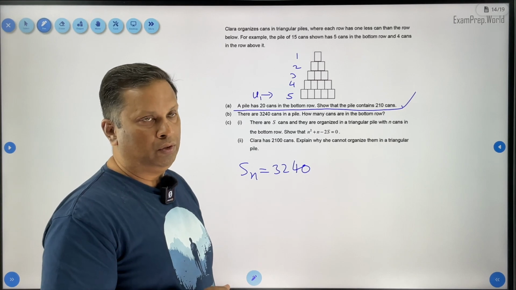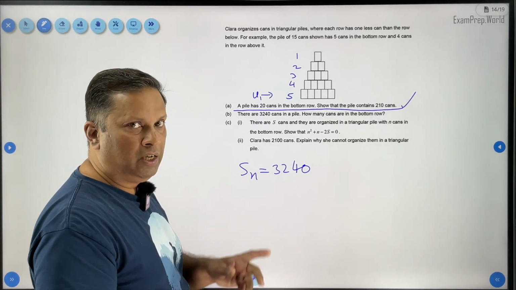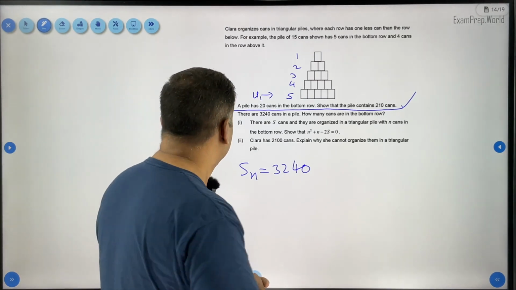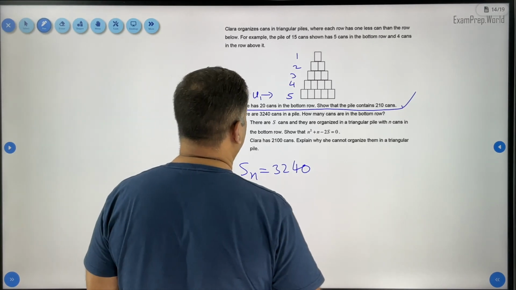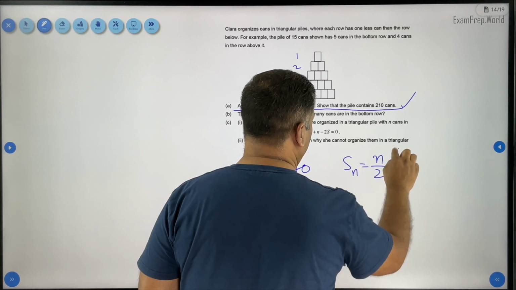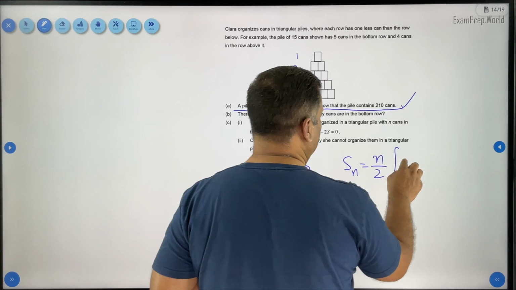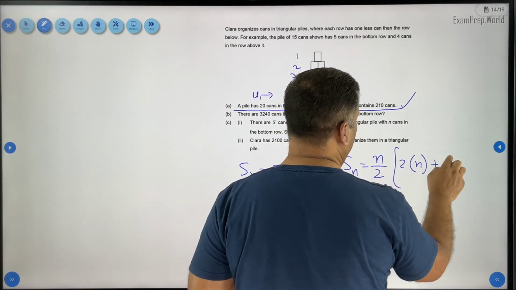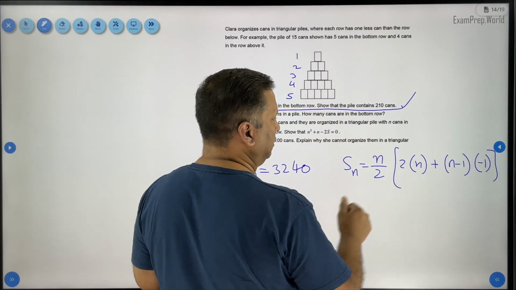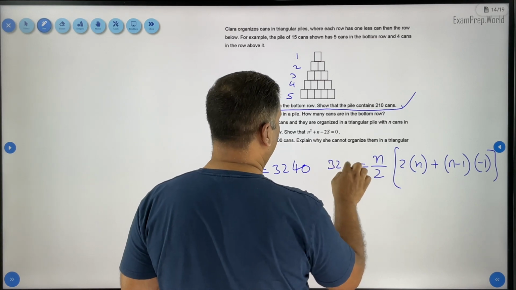So Sn is 3240, and we don't know how many cans are in the pile. The number of rows and the number of cans in the bottom row are the same, right? So what we do is write the Sn formula, which is n by 2. We don't know the number of rows, and we also don't know the number of cans, but they are equal. So 2 times n plus (n minus 1) d, where d is negative 1. If we solve this, we will get our answer. Sn is 3240.